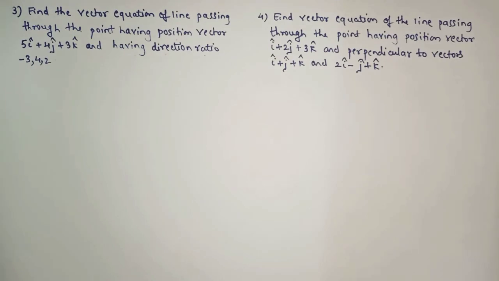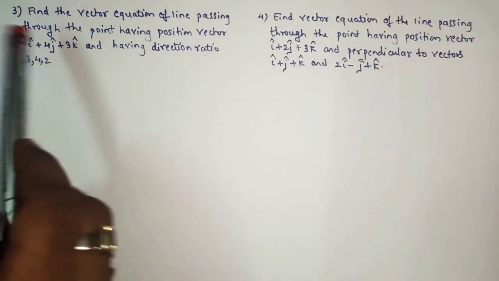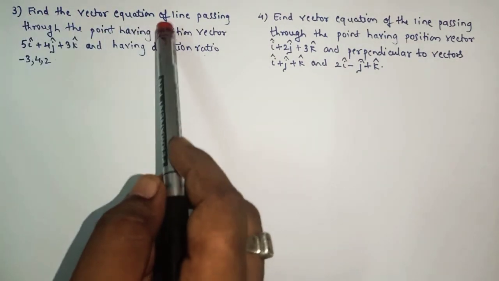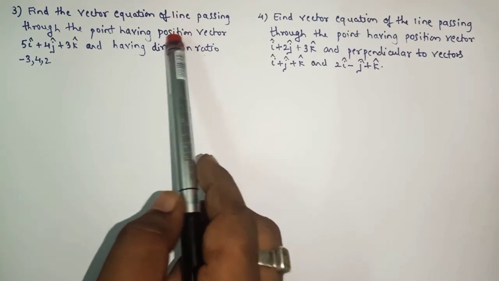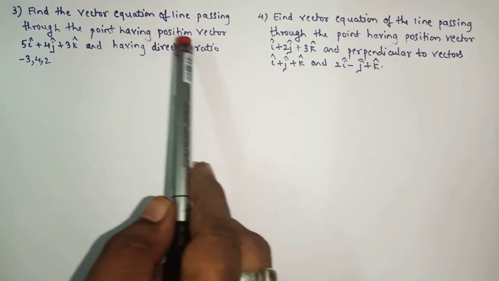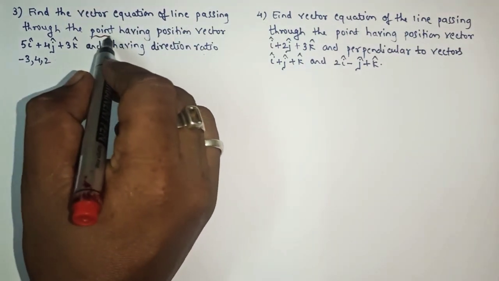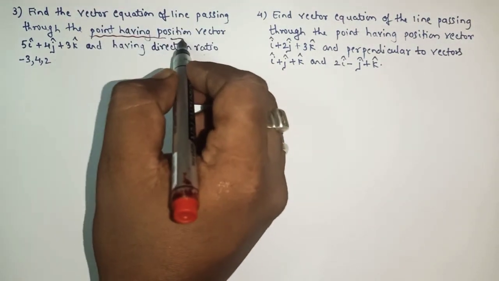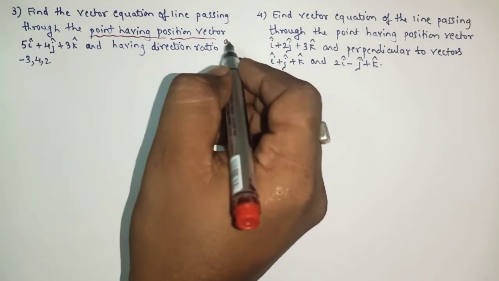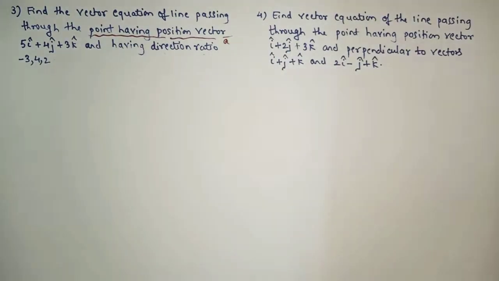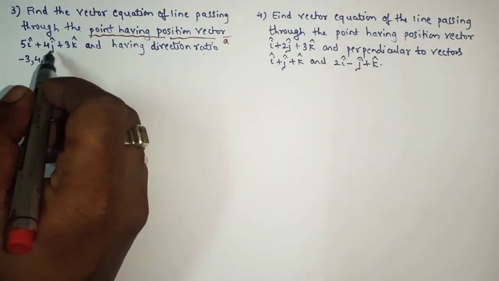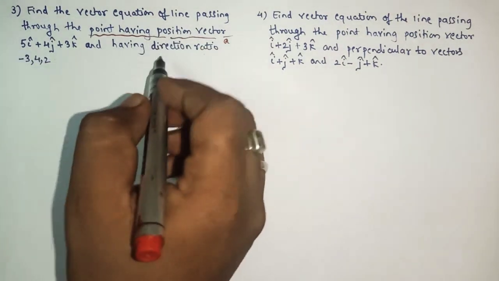So let's take the third one. In the third question, it says that we have to find the vector equation of the line passing through a point having the position vector. It is known as what? A bar. Yes or no? We'll take the point having the position vector as A bar, 5i plus 4j plus 3k, and having the direction ratio.